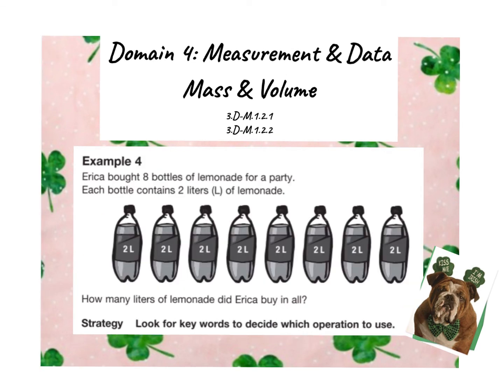Let's practice this example. Erica bought 8 bottles of lemonade for a party, and each bottle contains 2 liters of lemonade. How many liters of lemonade did Erica buy in all? We're going to look for those keywords to figure out which operation to use. So I know in all, we can add or multiply. And when the numbers are the same, like 2, 2, 2, 2, 2, 2, 2, 2, we could either add all of that up, or we can just simply multiply. 8 bottles, each of them, keyword each, has 2 liters. So I know 8 times 2 would be 16 liters.